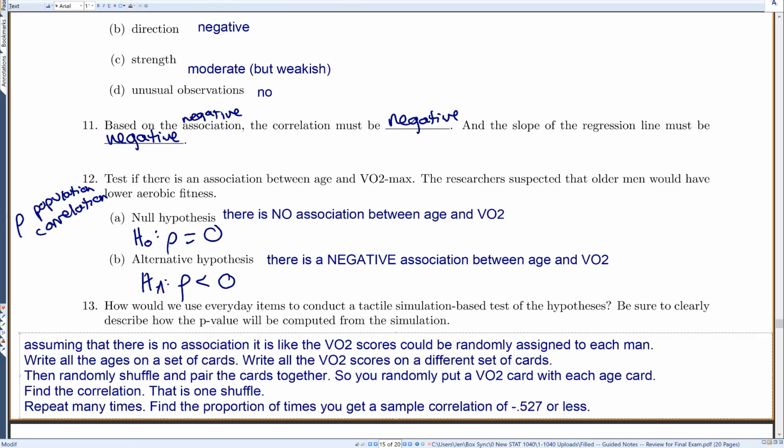So what we do is we write all the ages on one set of cards, and then we write all the VO2 scores on a different set of cards. Then we randomly shuffle and pair the cards together. So we're just randomly putting a VO2 card with each age card. So really their ages had nothing to do with which VO2 score they got. Then we find the correlation, and that's just one shuffle. So then we repeat that many, many times, and we find the proportion of times that we get a sample correlation of negative 0.527 or less. Because our alternative hypothesis here was that our population correlation was less than 0.